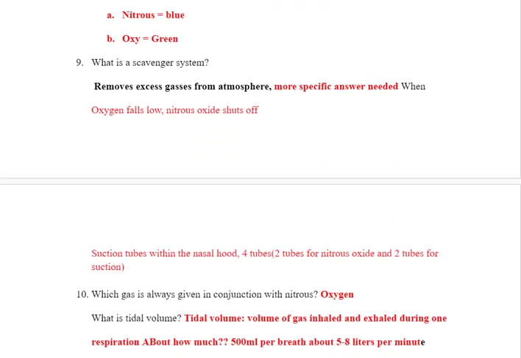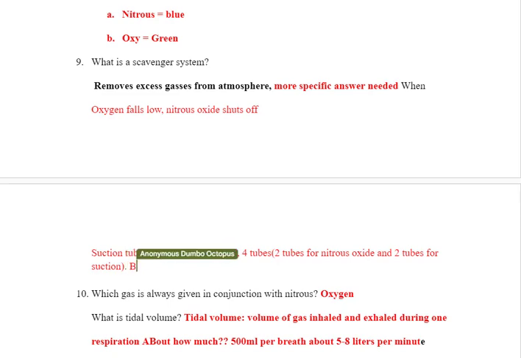So the scavenger system. I liked these answers, but another thing I would want to know is who benefits from the scavenger system? The clinician, right? The scavenger system is in place to suck up the excess gases. Oh, thank you. Whoever is writing that, Dumbo Octopus. It's to benefit the clinician so that you are not being chronically exposed every day, every patient, to nitrous.